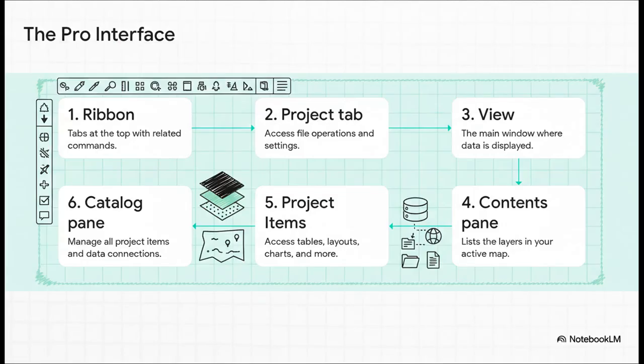So let's do a quick flyby. Up top, you've got the ribbon. The cool thing about this is that the tools change depending on what you're doing. It's smart. Over here on the left, that's the contents pane.